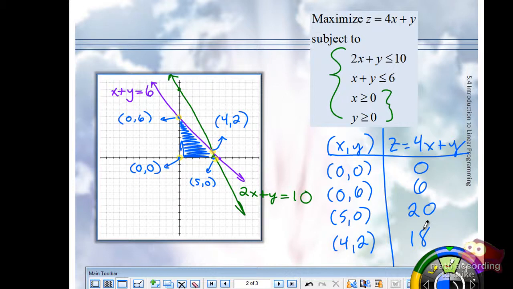We are trying to maximize. So according to step 3, pick the optimal solution based on, in this case, maximize, so we want the largest optimal value. Which of these values are the largest? 20. 50 is not a value. It's a point. Good. That means 5, 0 is our optimal solution. $20 is the optimal value.